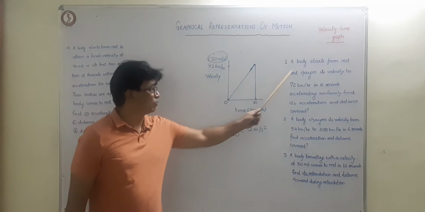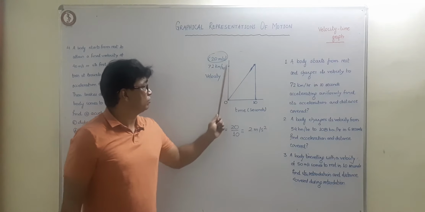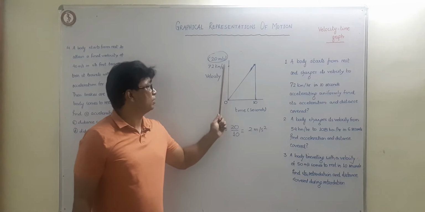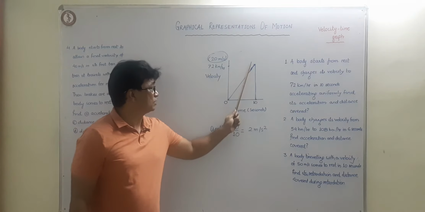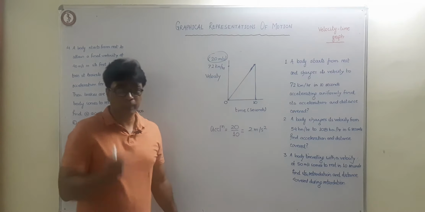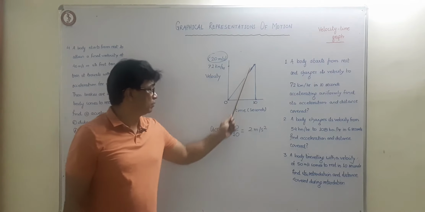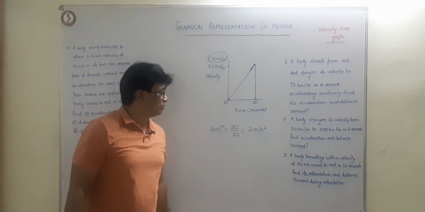Again have a look. We plotted it here. It started from rest, so I put time 0, speed 0, and now 72 kilometer per hour. It reached in 10 seconds, so I take this point, 10 seconds. After plotting, you drop a perpendicular, and then perpendicular by base will be the acceleration.